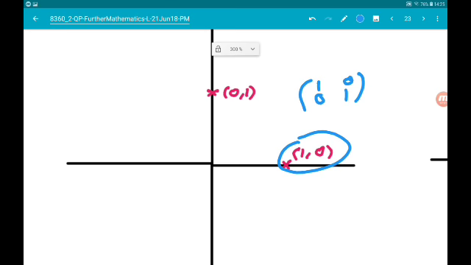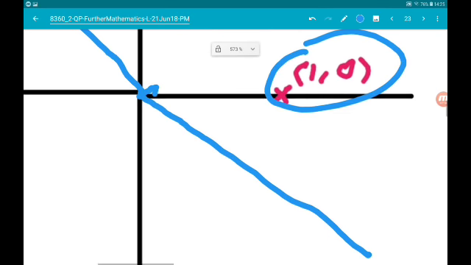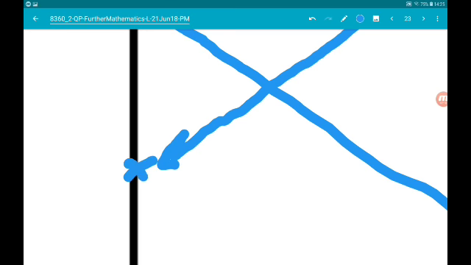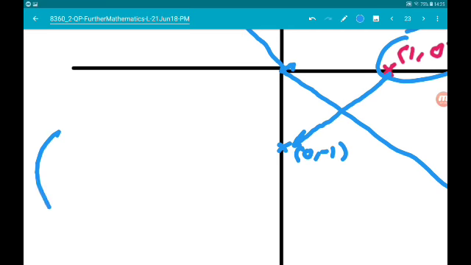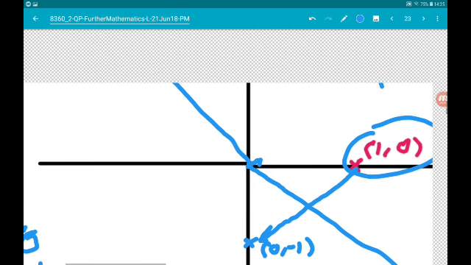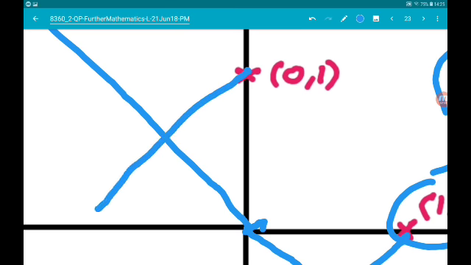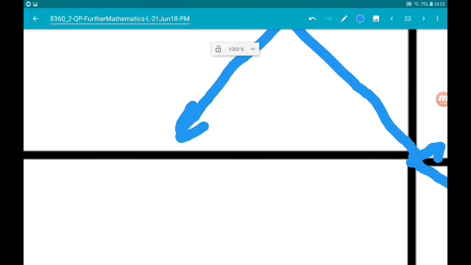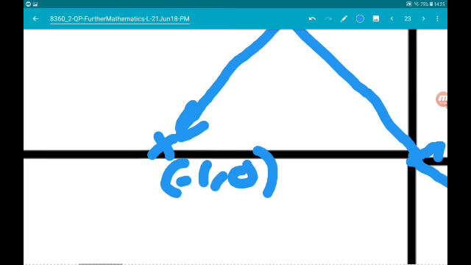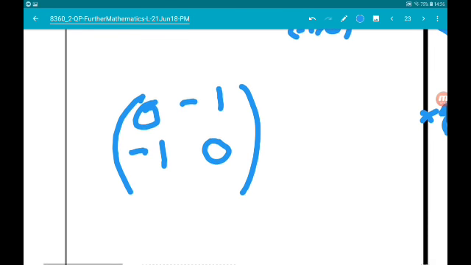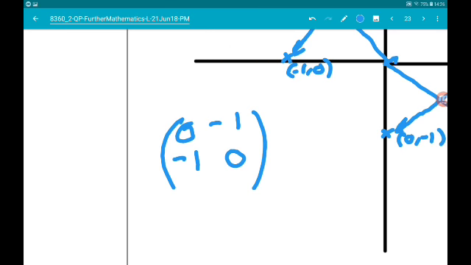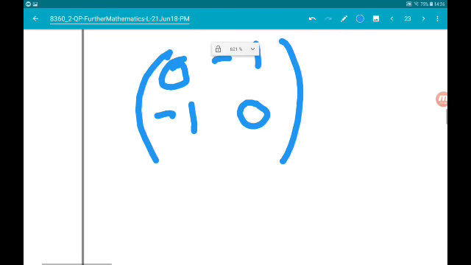So the line y equals minus x looks like this. So this point is going to reflect to there, which is 0, minus 1. So in our transformation matrix, that's the first column. And then this guy reflects down to there, which is going to be minus 1, 0. So that's the other column in our matrix. So that is the reflection in the line y equals minus x.